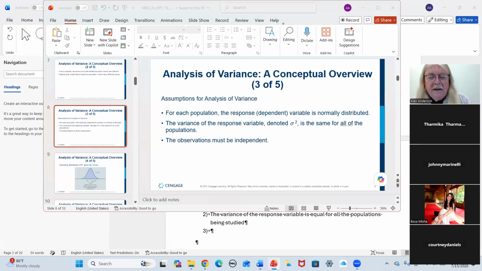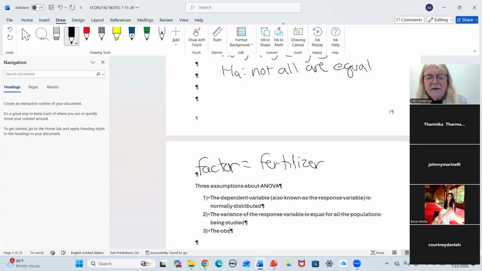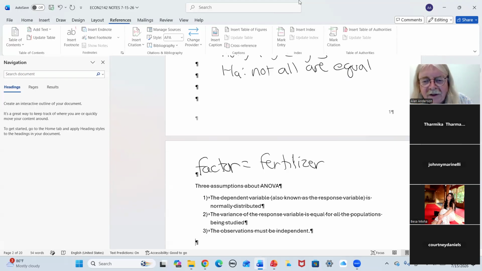And three, the observations, meaning in this case the crop yields, must be independent of each other. There's no pattern to them, is what we're saying. Okay, now if we can live with all those assumptions, we can carry on.